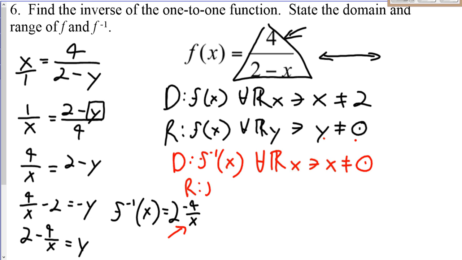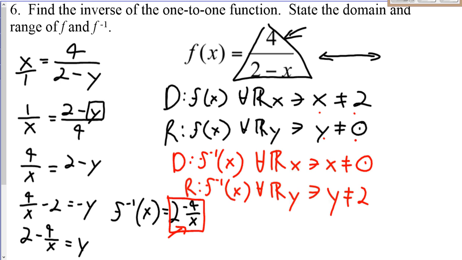So now the range of your inverse is for all real y's such that, again, I'm borrowing from my domain, y cannot be equal to 2. And that should make sense because the only way I can get this function to be equal to 2 is if this right side is equal to 0. Well, I can't divide by 0, and 4 divided by nothing is 0, so there's no way that I can get this function to be 2. So there's my domain and range for that.